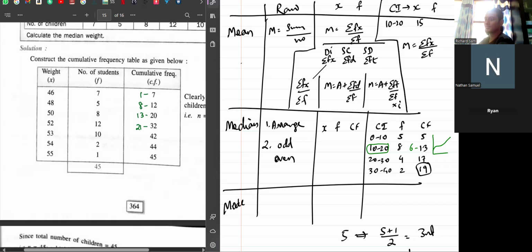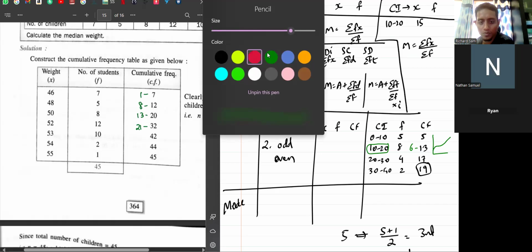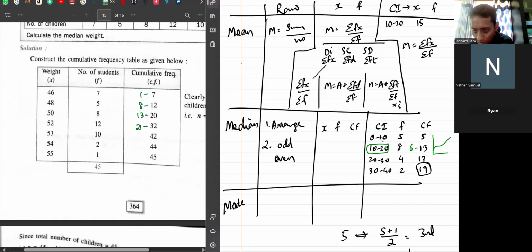You have to draw the OG. Remember the OG? So you will plot the points. Which points will you plot? First is 0, comma 0. Okay. Then after that, 10, comma 5. Then 20, comma 13. 30, comma 17. 40, comma 19. These are the values you will plot on the graph. Join the points not with the scale but with your free hand. You'll get a curved line.